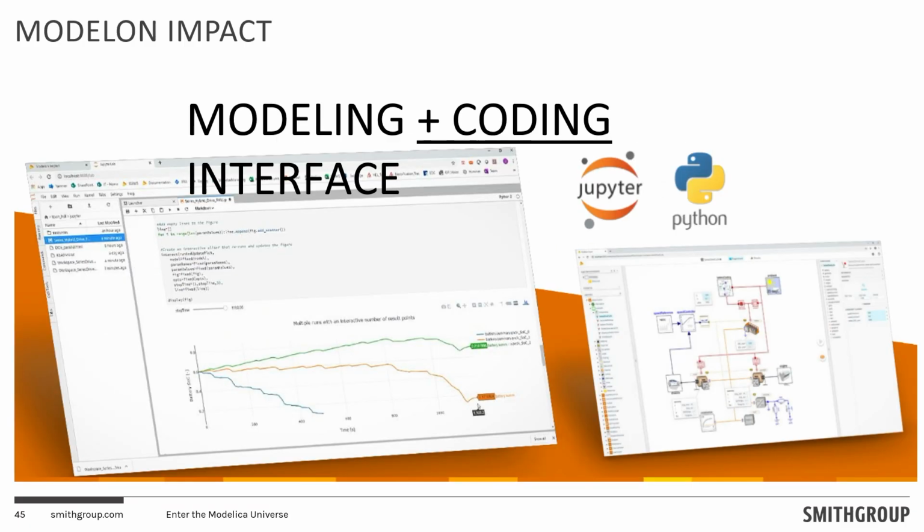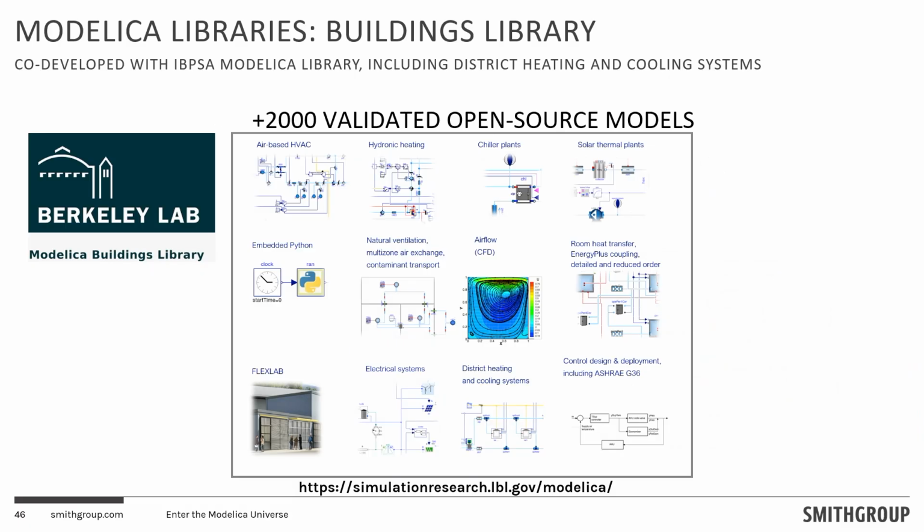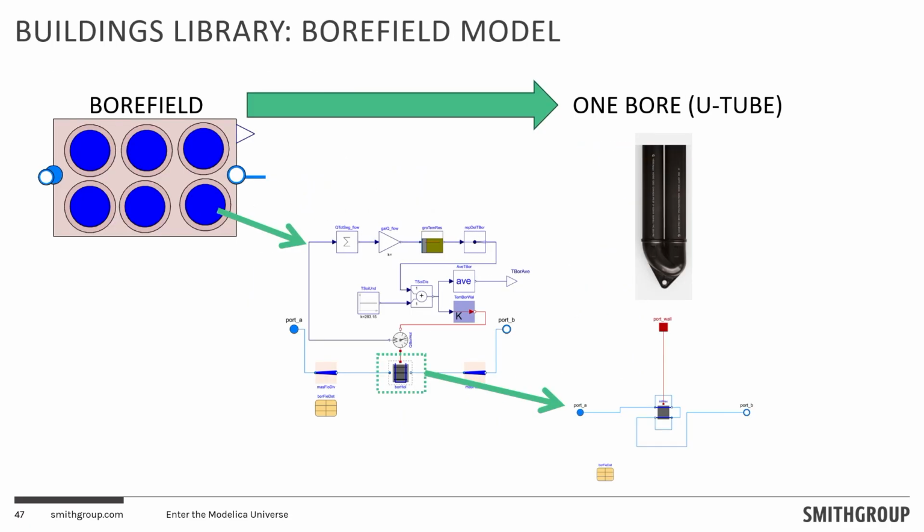So the modeling interface, you assemble the systems, you parameterize the systems on the right, but it also can be a coding interface. So you can use Python natively in that environment to code and test your system models. The buildings library has 2,000 validated open source components. That's available no matter what environment you want to go with. And that's developed by the Department of Energy Lawrence Berkeley Lab. So amazing stuff there.